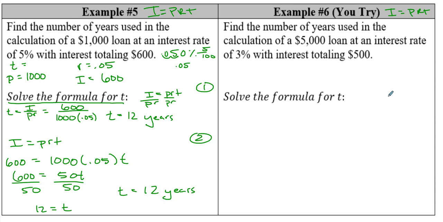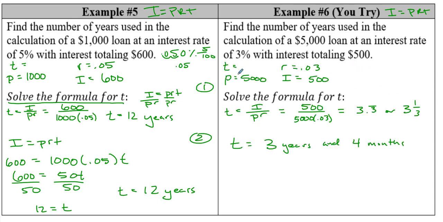All right, I want you guys to pause the video here, try example number 6 on your own, come back. I want you guys to actually define your variables too, kind of fill those out like I did on the previous one, and let's see what you get.